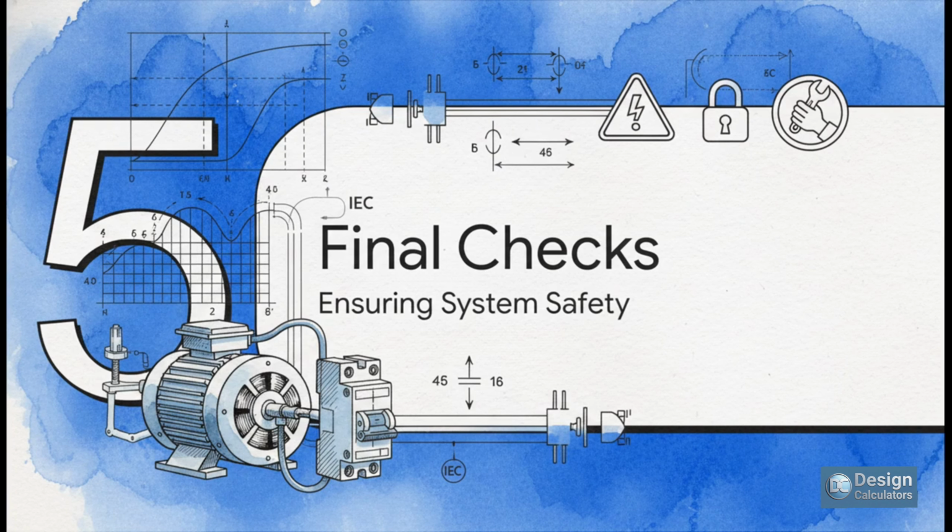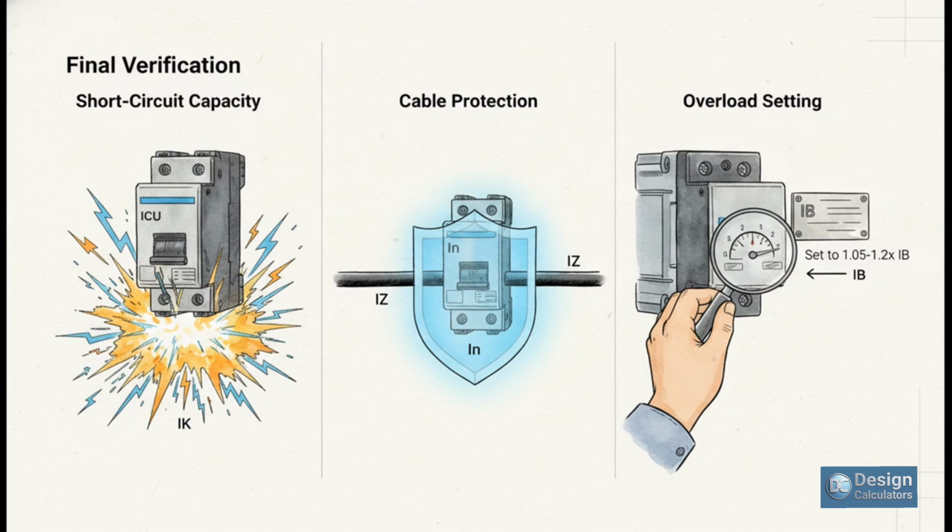All right, so let's say you've done the work. You've calculated your current, you've picked your breaker type, and you've chosen the perfect curve. You might think you're done, right? Well, not quite. We're almost there, but we cannot forget the final verification steps. This is what makes sure the entire system is not just robust, but also fully compliant. So there are 3 last things to check.